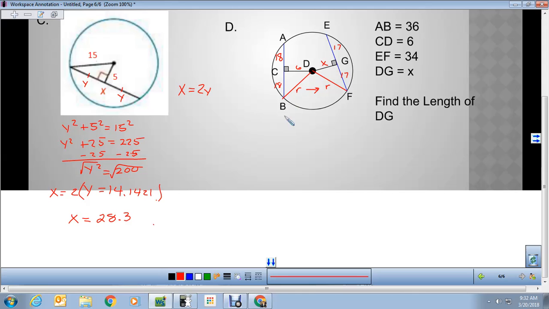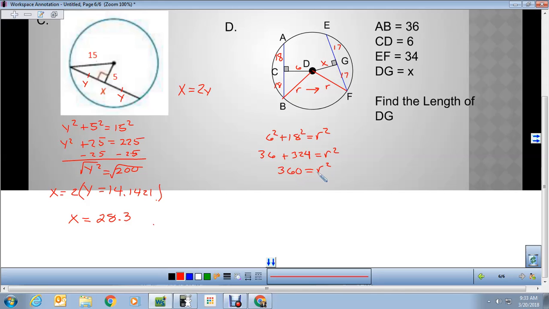So let's do that. We're going to take 6 squared plus 18 squared is equal to my radius squared. So 6 squared is 36. 18 squared is 324. Equal to our radius squared. So we add these two together, and that gives us 360 equal to our radius squared.